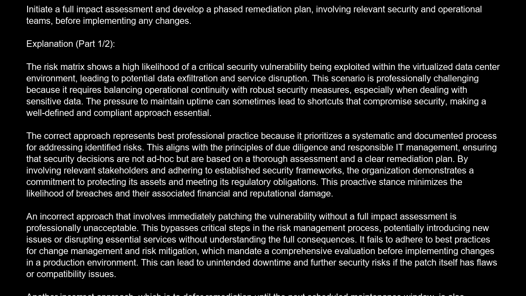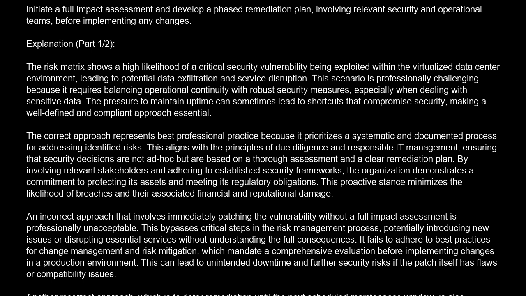This scenario is professionally challenging because it requires balancing operational continuity with robust security measures, especially when dealing with sensitive data. The pressure to maintain uptime can sometimes lead to shortcuts that compromise security, making a well-defined and compliant approach essential. The correct approach represents best professional practice because it prioritizes a systematic and documented process for addressing identified risks. This aligns with the principles of due diligence and responsible IT management, ensuring that security decisions are not ad hoc, but are based on a thorough assessment and a clear remediation plan.